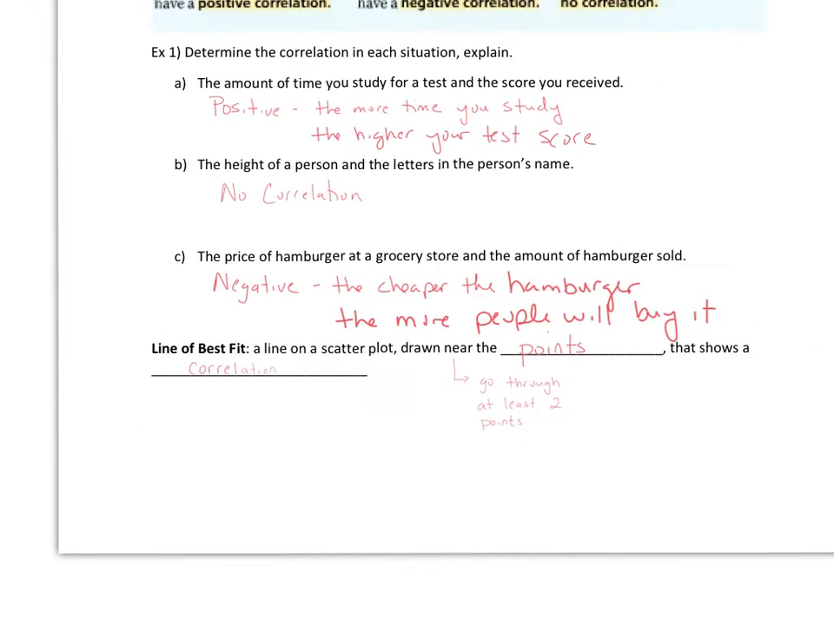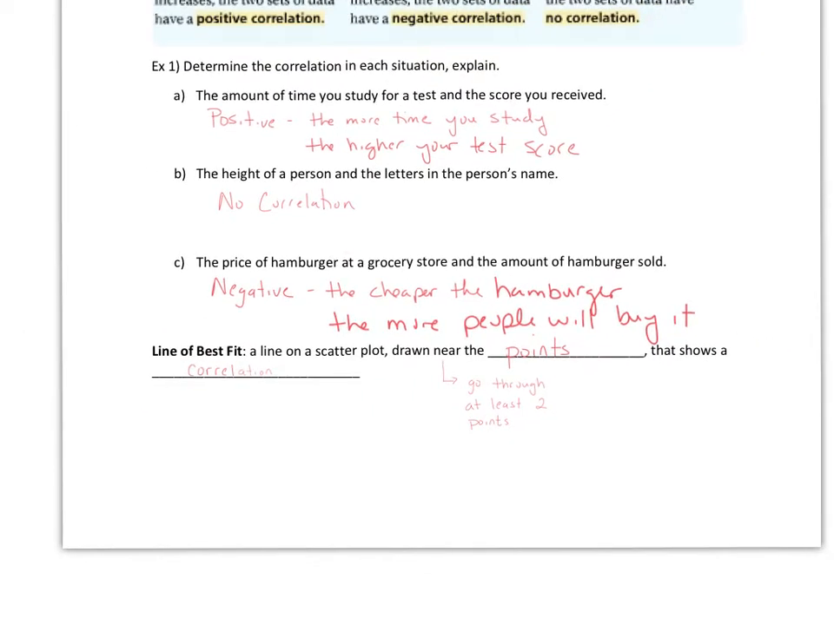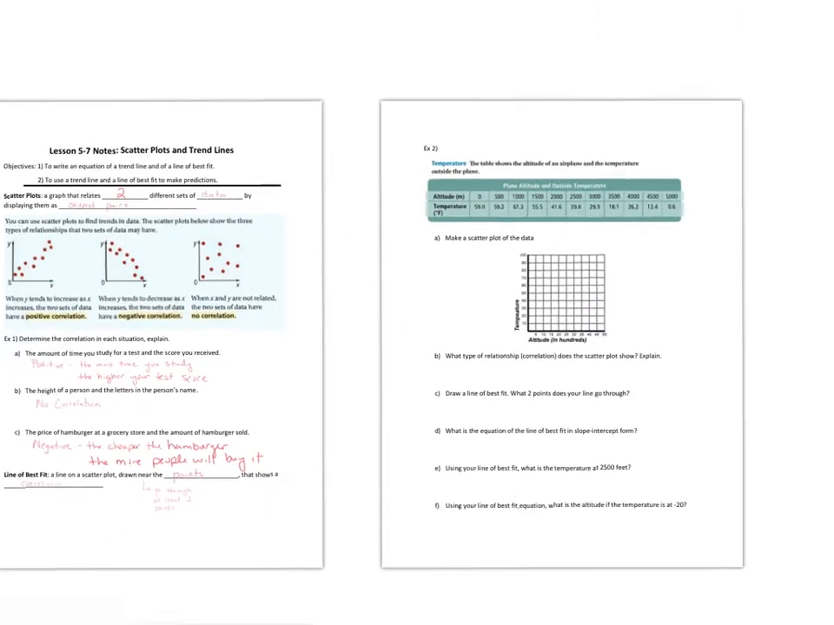All right, and the next thing we have to look at here is called the line of best fit. Here in a minute, we're going to take a look at how to make a scatter plot, and then we're going to come up with a line that best represents the data overall. A line on a scatter plot is drawn near points, but we're going to make sure ours goes through at least 2 points, and it's going to show that there's a relationship or correlation. Okay, all right, so if we go to the first example here.